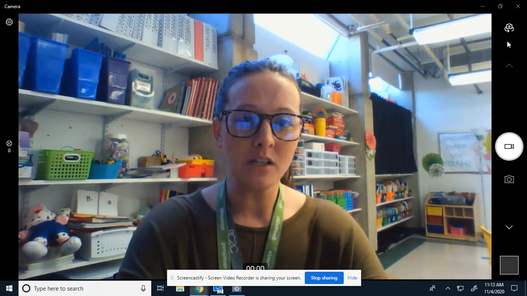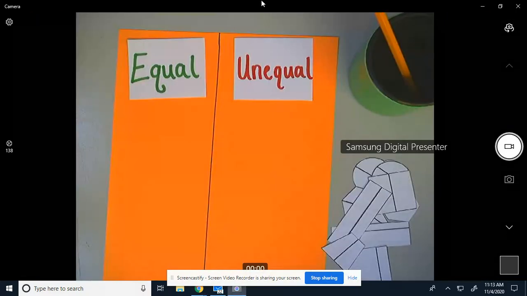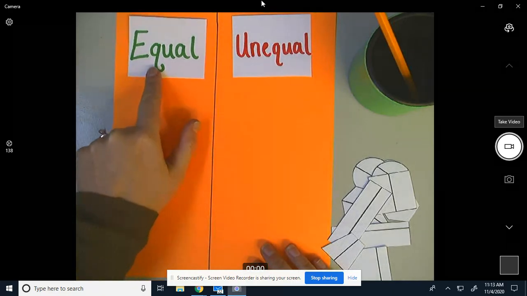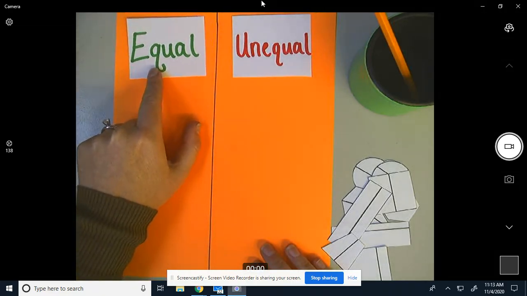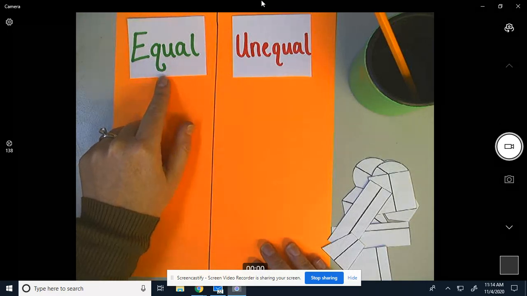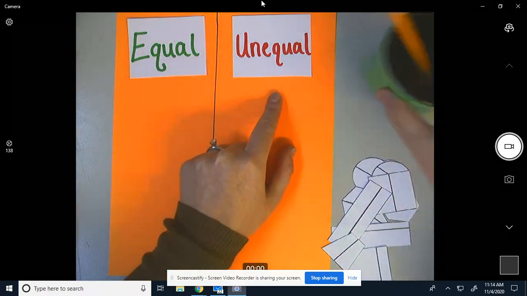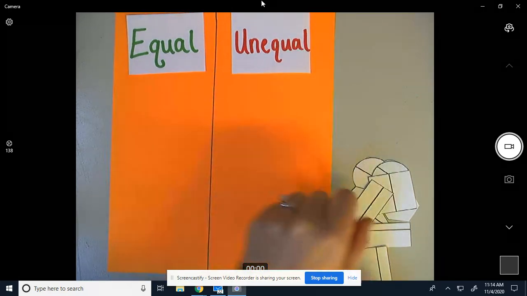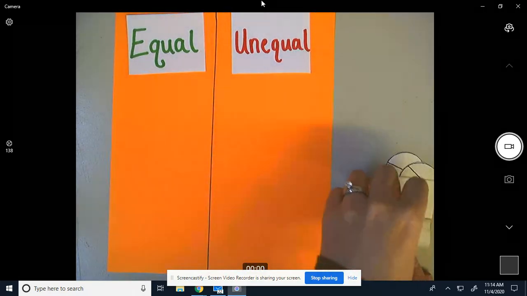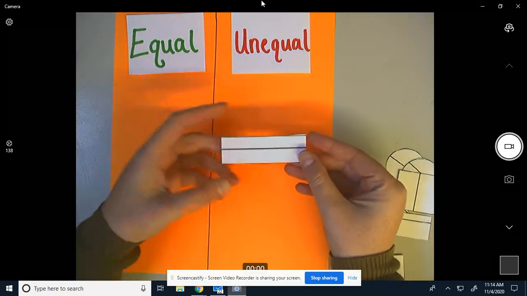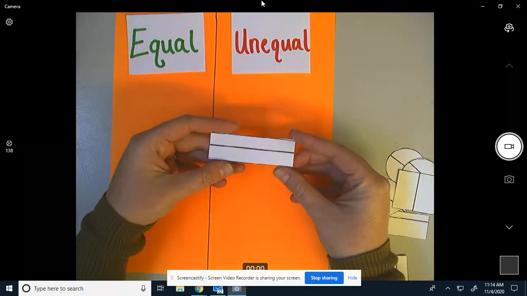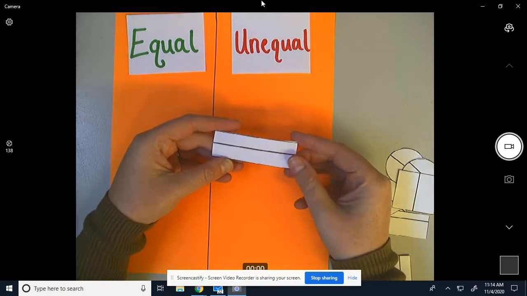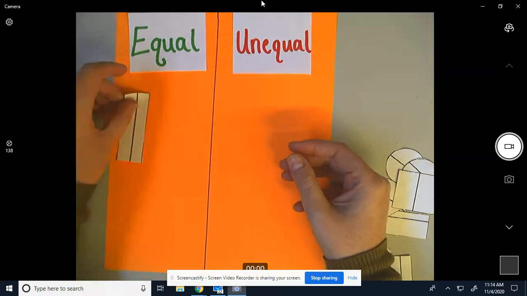Okay? So we're going to look at a couple of unequal and equal fractions. Equal just means it's cut in the same size pieces. Okay? And unequal means it's cut in different size pieces. So we're going to look at some shapes and see if they're cut in equal or unequal. Let's look at this one first. So this one is cut into two pieces and it's cut right down the middle. So it is an equal fraction.